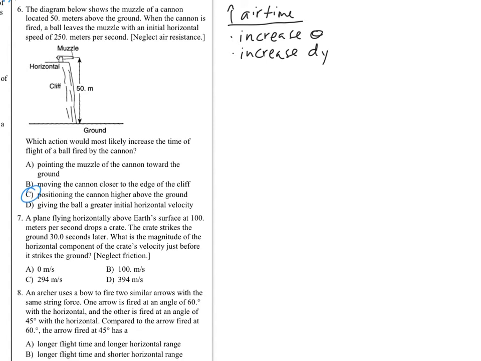Question 7 has a plane flying horizontally with a speed of 100 meters per second, then it drops a crate. The crate is still going to carry that same 100 meters per second horizontally. And so what we know about horizontal motion, the horizontal velocity stays constant throughout. So if it starts out with 100 meters per second, it's going to fall still with a speed of 100 meters per second horizontally. Choice B.